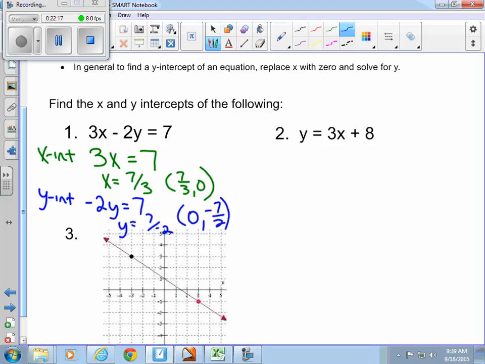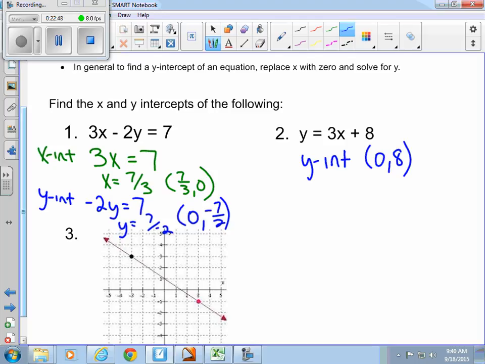What is the y-intercept? 8. How do you know? Okay, two ways. One, if you put 0 in for x, it comes out as 8. Two, it's in mx plus b format, and we know that the b is the y-intercept. So either way works on that one. You can do that whichever way you want. So the y-intercept is 0, 8.